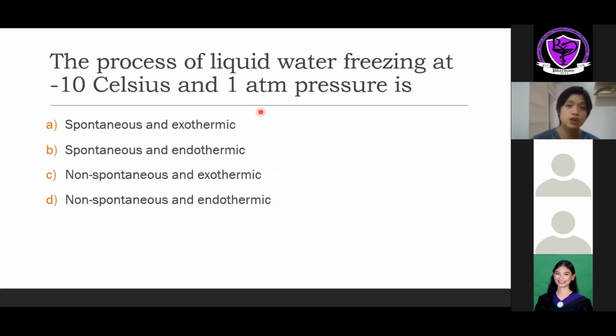The process of liquid water freezing at -10 and 1 atmosphere pressure is freezing, ha? So ang ating unang isipin, paano nagmo-move yung heat? This is freezing.